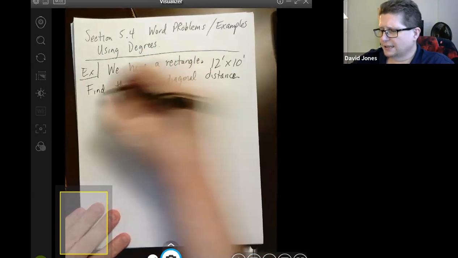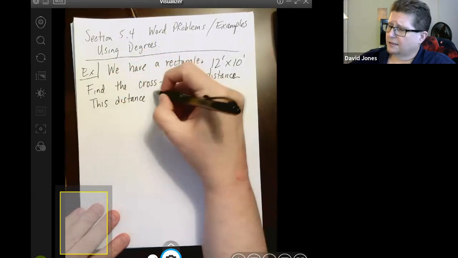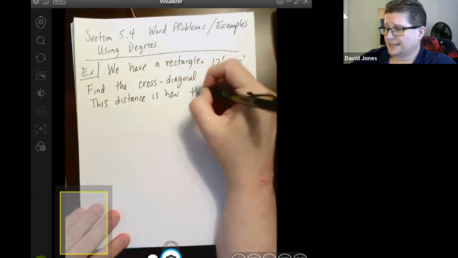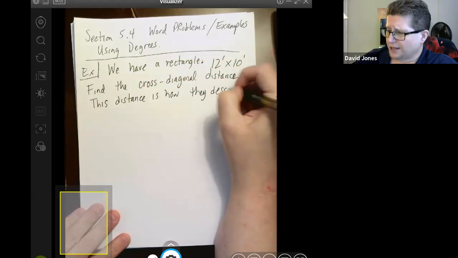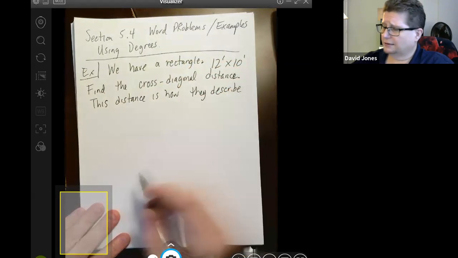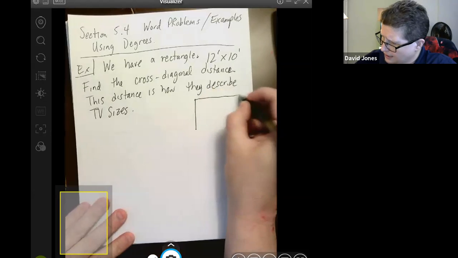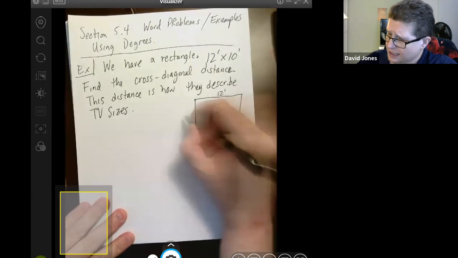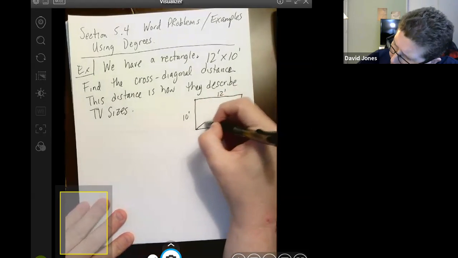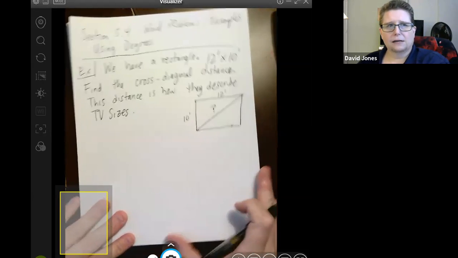This distance is how they describe TV sizes. So when you see a 55 inch, it's 55 inch along the diagonal. So we've got a box, and it's a little bit longer than it is wide. This is 12 feet. This is 10 feet. And we're looking for this distance here. Okay? That's what we're doing.